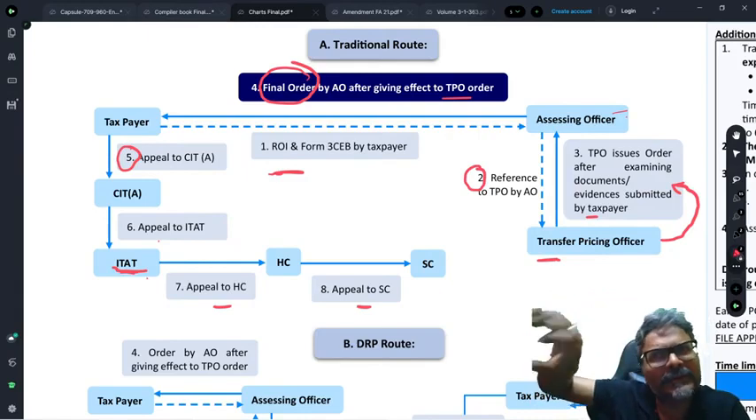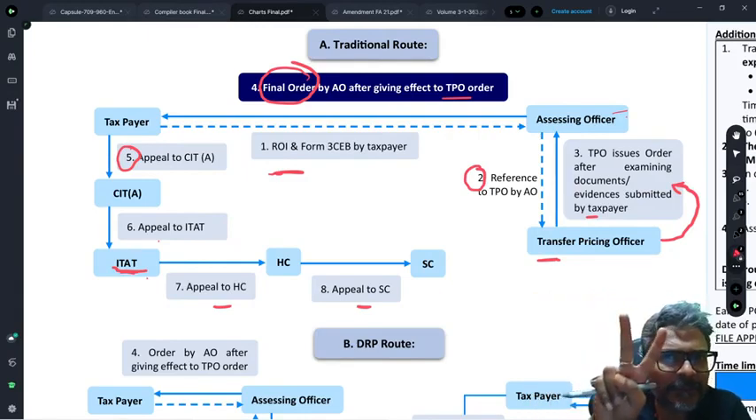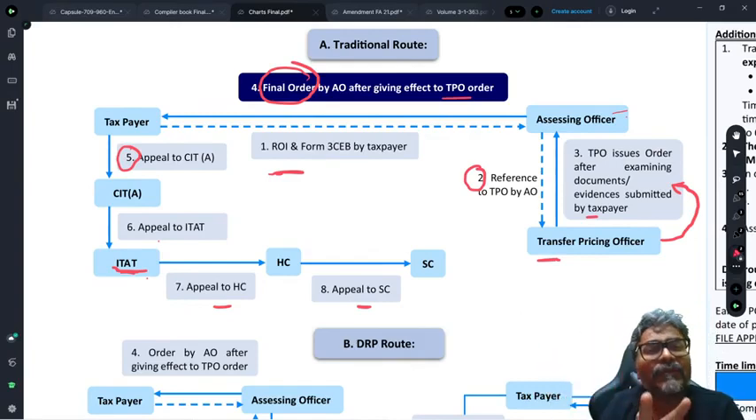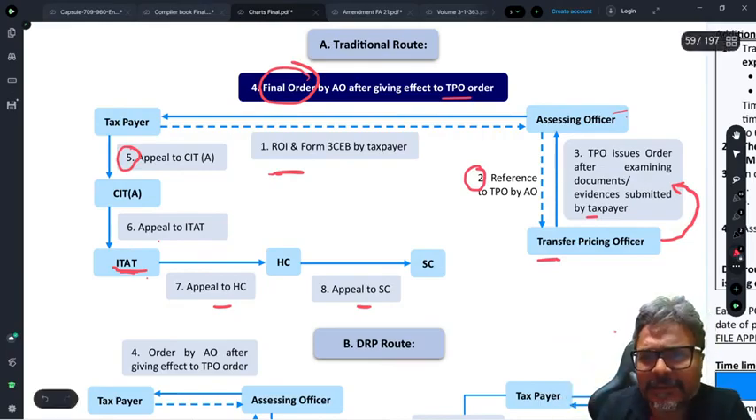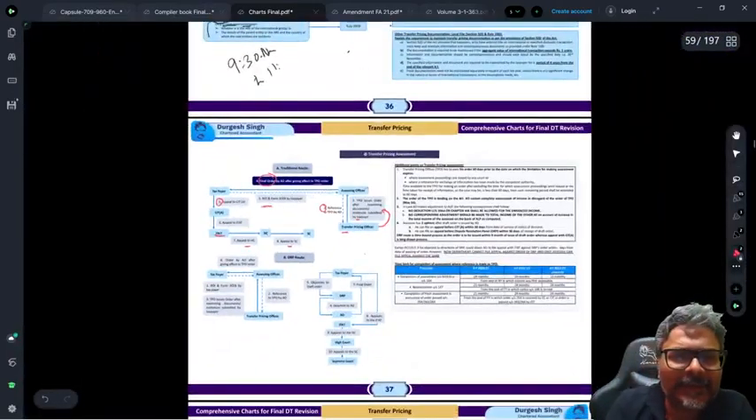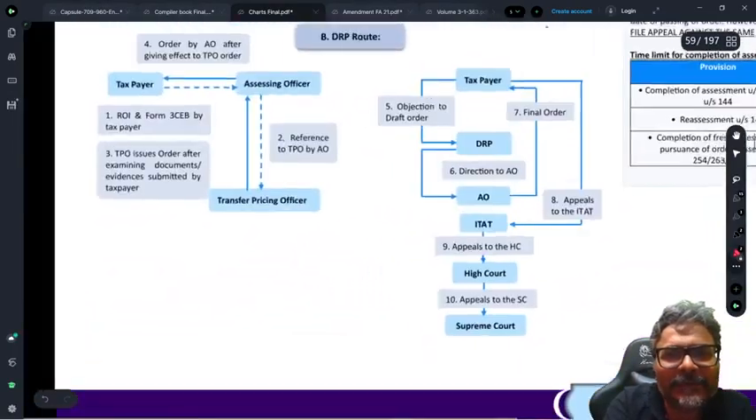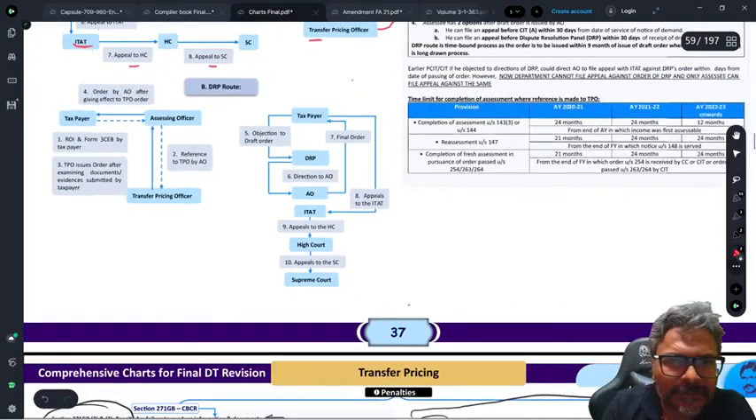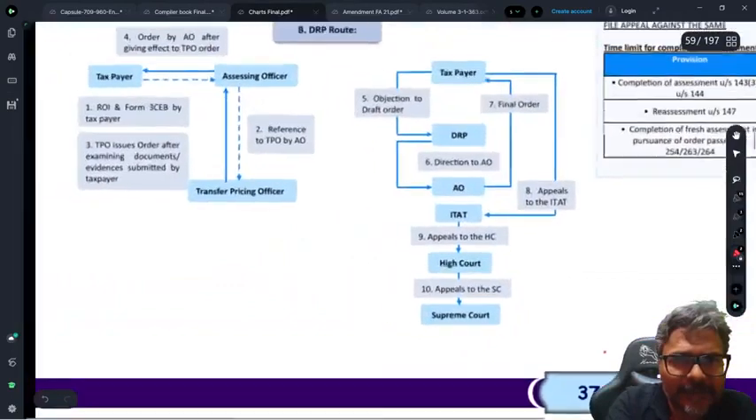So how do we go about a transfer pricing case? This is how the assessment and the appeal follow. Now, what changes in the DRP, both in the form of assessment as well as in the form of appeal, is given as under. Let's see the DRP route, and therein I'll take you through to the examination question. What kind of examination question in the MCQ was targeted? First of all, friends, the DRP route, students, can you see that? The DRP route.